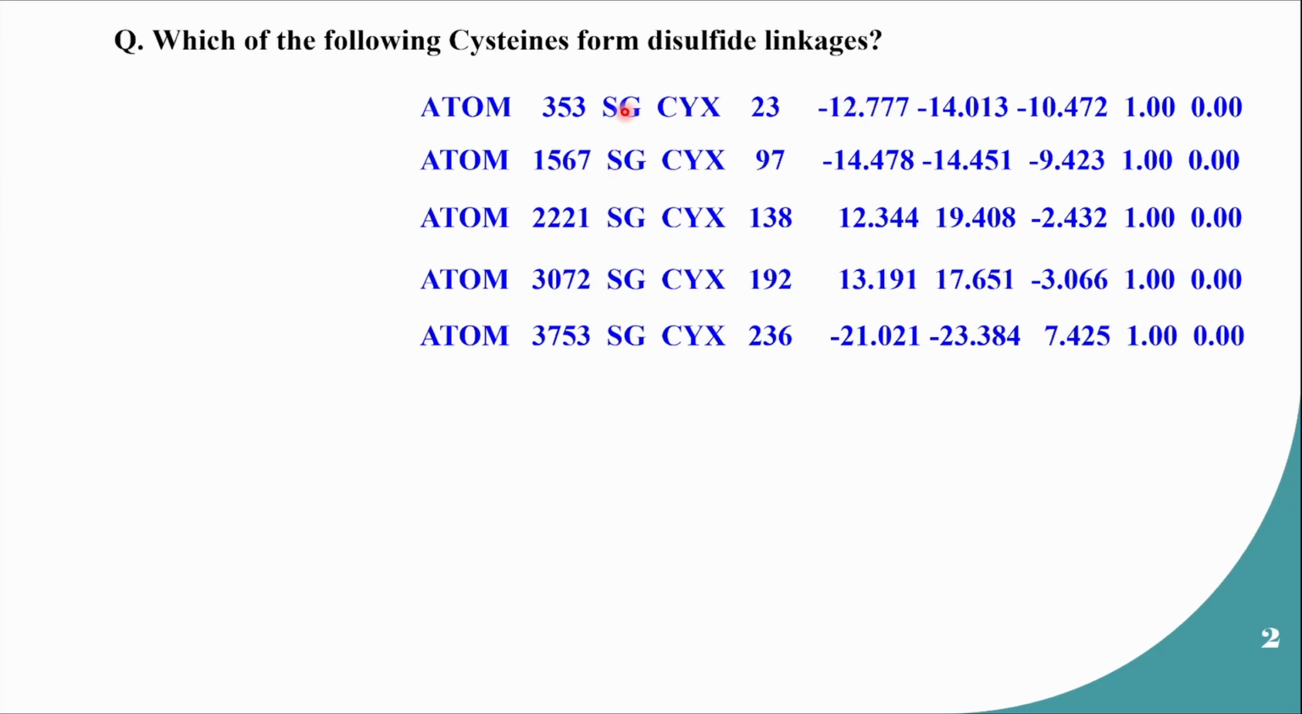Of course, we know what all of these columns mean, and in this particular portion, if you carefully observe, we will identify that these are the x, y, and z coordinates for the said atoms. Different cysteines are present in this particular structure. So we have 1623, we have 1697, 138, 192, and 236, right?